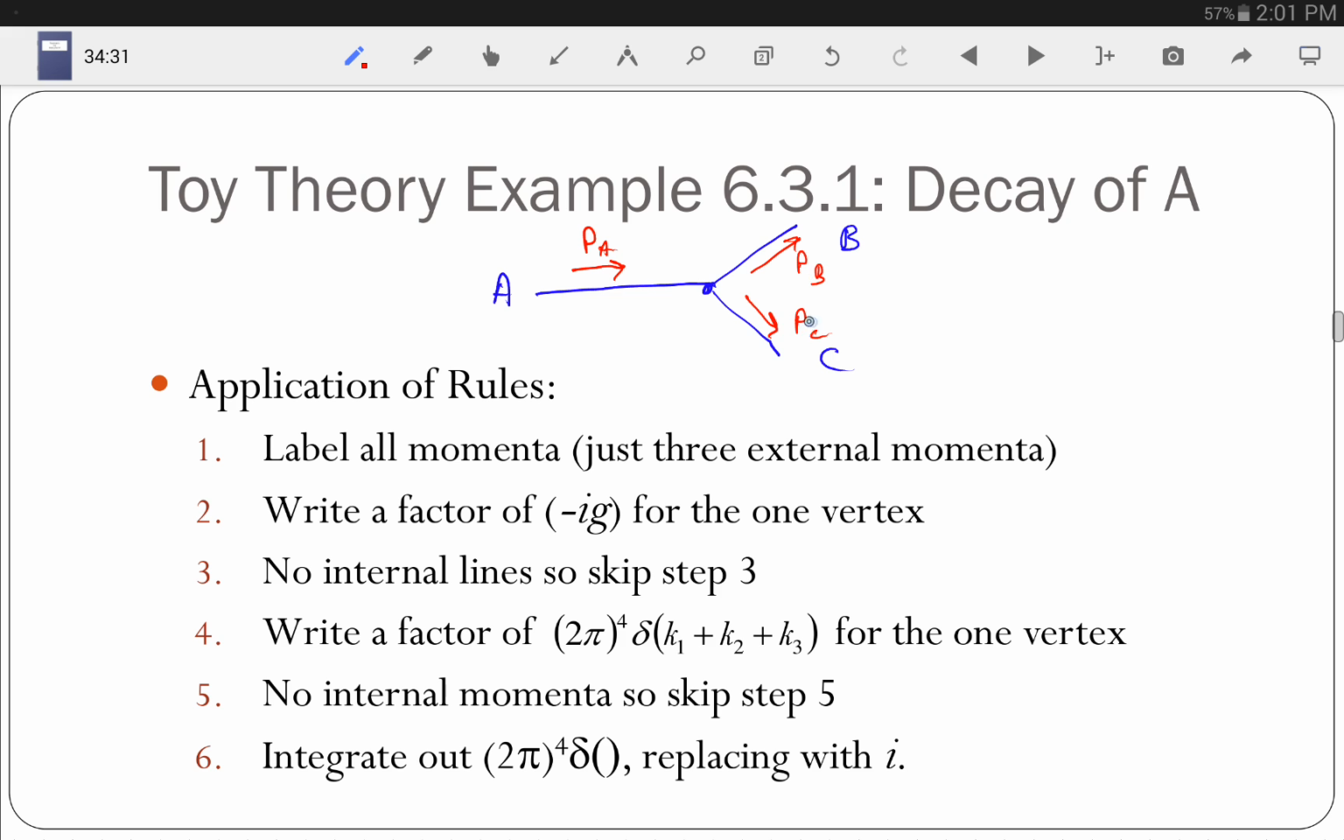Okay, so I labeled all my momenta here. Now we go to step 2. Write a factor of IG for the one vertex. On your picture, indicate where the vertex is. I just want to make sure that we're speaking the same language.